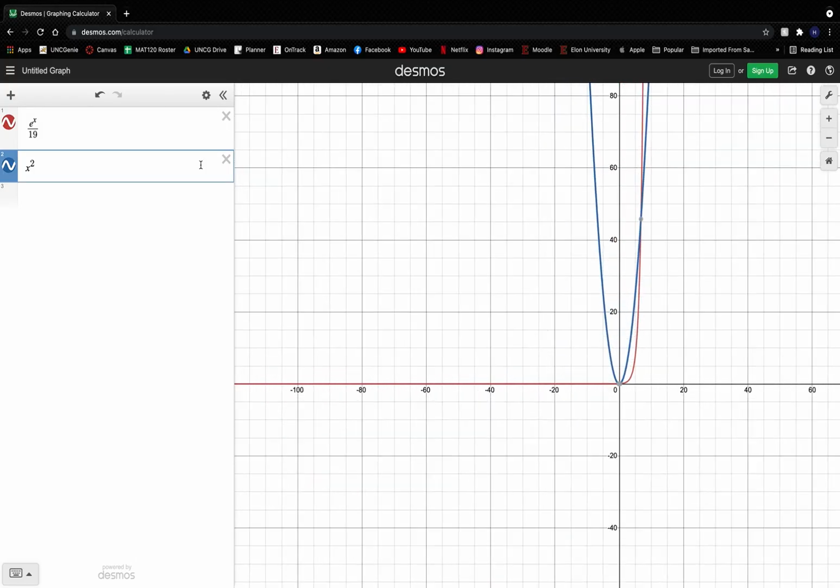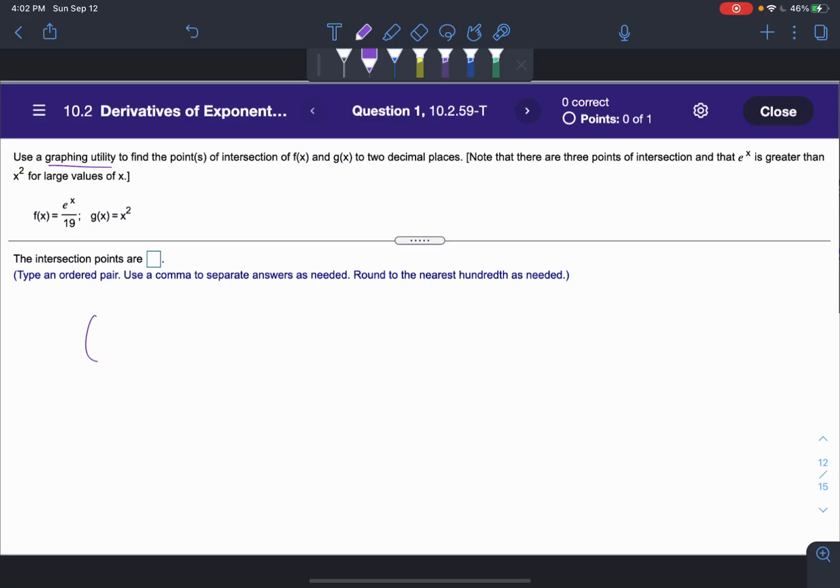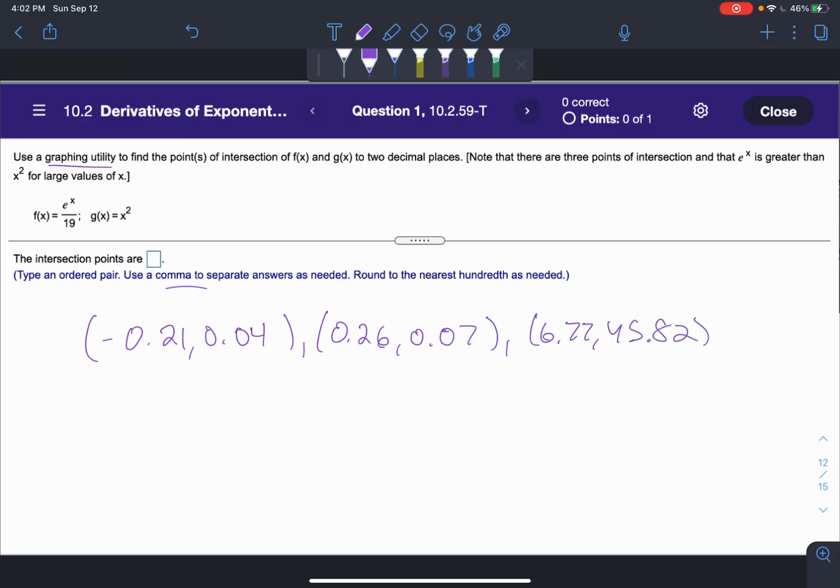Okay, and so I believe from our points we got negative 0.21, 0.04, and then separate the answers with a comma, 0.26, 0.07, and 6.77, 45.82. Separated by comma, round to the nearest hundredth, and must be in an ordered pair. So just be careful how you answer that, or put in the answer for this question.